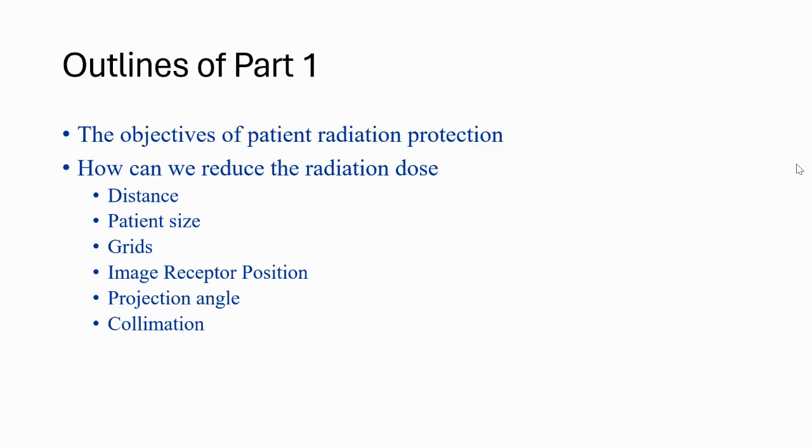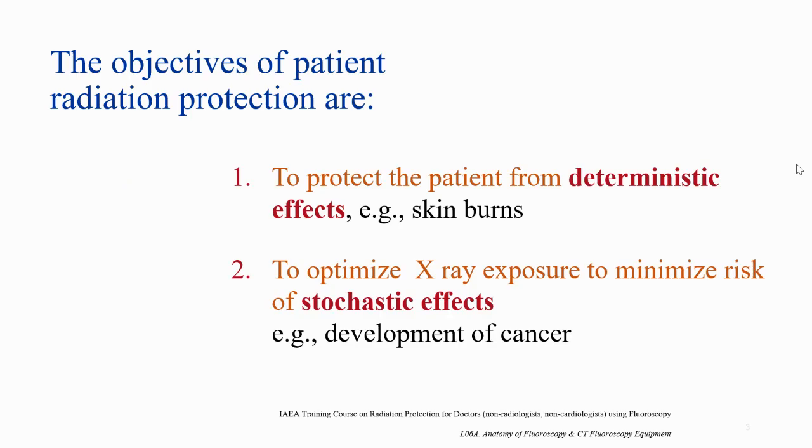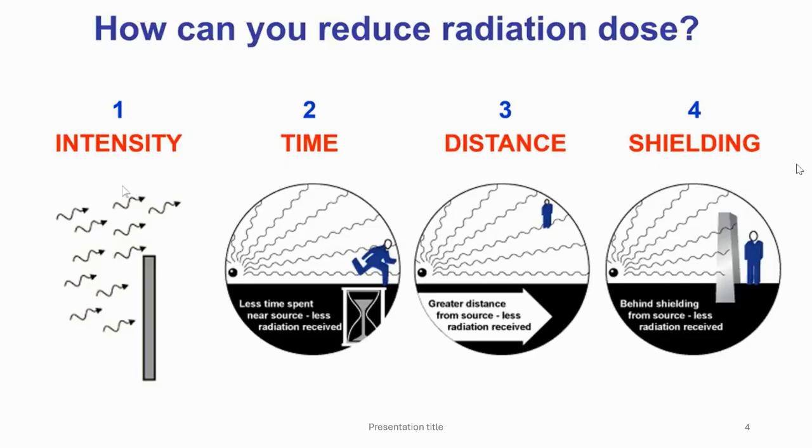Our outlines today for part 1: the objectives of patient radiation protection, and how we can reduce the radiation dose using different factors like distance, patient size, grids, image receptor position, projection angle, and collimation. The objectives of patient radiation protection are to protect the patient from deterministic effects like skin burn, tissue damage, and sterility, and to optimize X-ray exposure to minimize the risk of stochastic effects like development of cancer, leukemia, and hereditary and genetic disease.